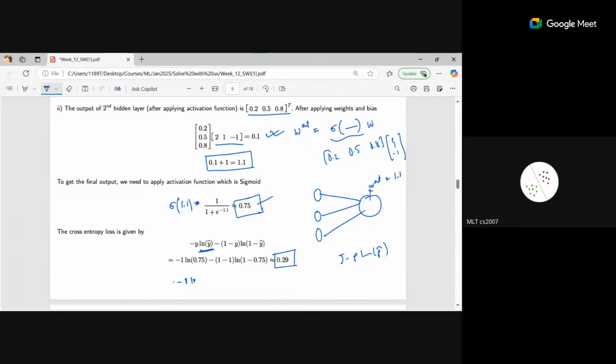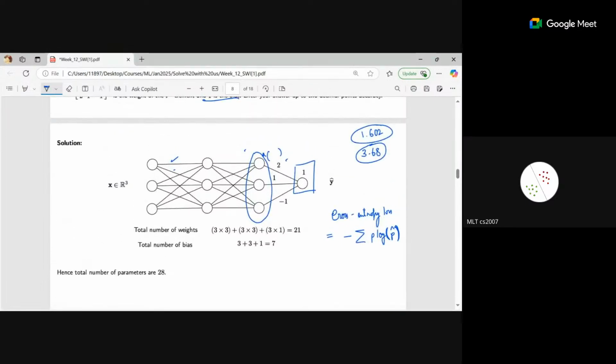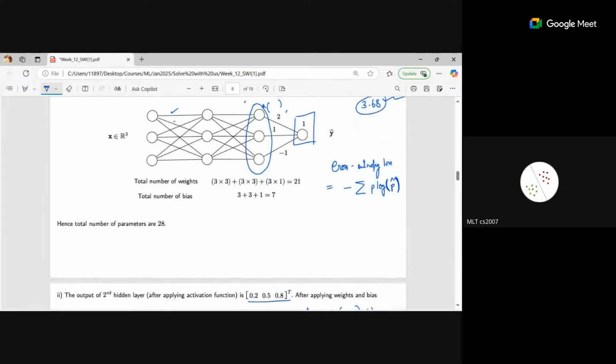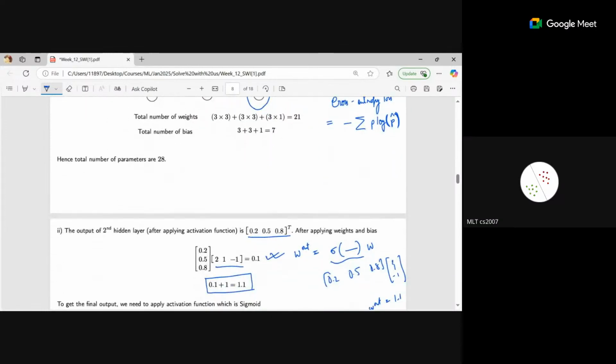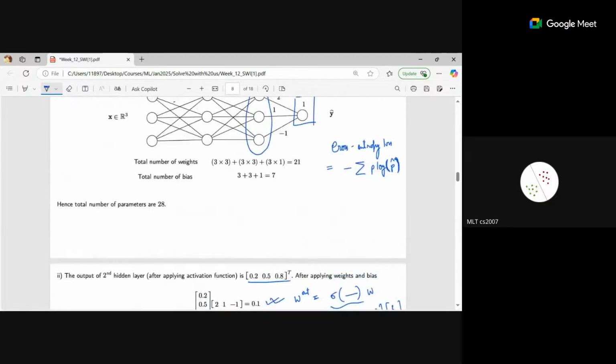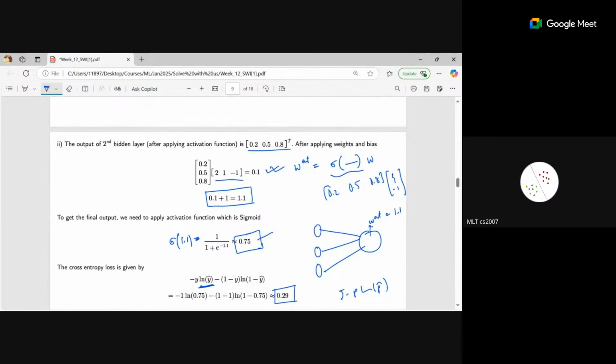So how are you getting this as the answer? I was not sure how you are getting 3.78. Is there something that you missed in between doing it? How are you getting 3.67? By adding the bias, yeah.